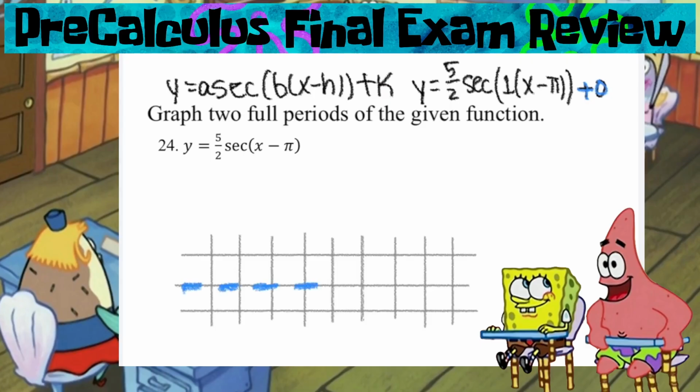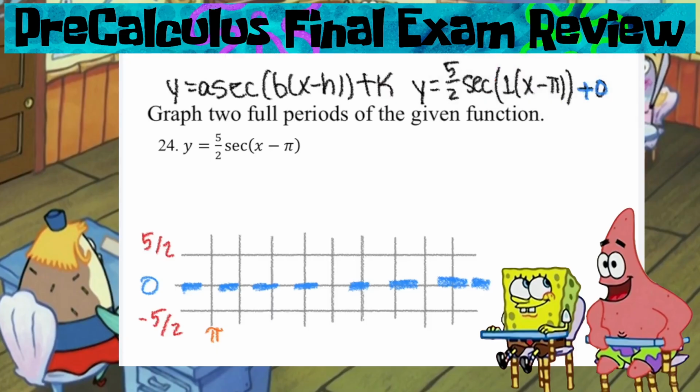Okay, 0 is your midline. 5/2 is your vertical stretch or compression. I add that to 0, so it's positive 5/2 and negative 5/2. Again, that's 2.5 if you make it a decimal. My phase shift is to the right pi, so my first tick mark is really pi.